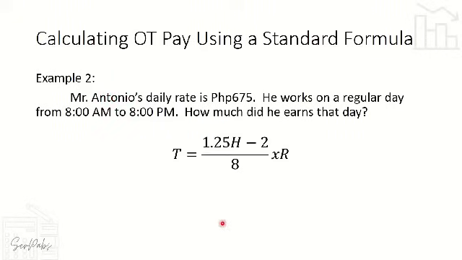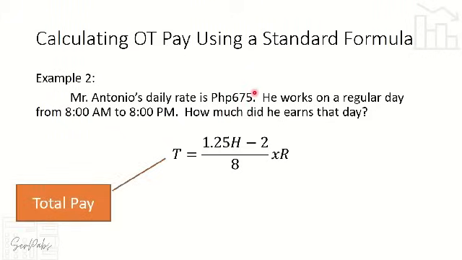So, ano yung standard formula natin? So, T is equal to 1.25H minus 2 all over 8 times R. So, yan ang tatandaan nyo na formula to compute for the overtime pay. Okay, so regular overtime pay lang to ha. Kapag yan ay night shift, mababago yung 1.25 kasi hindi na siya 125%. Kapag holiday din, mababago din yon.